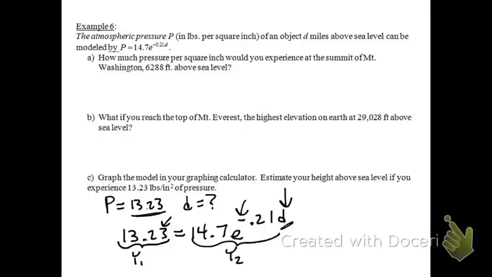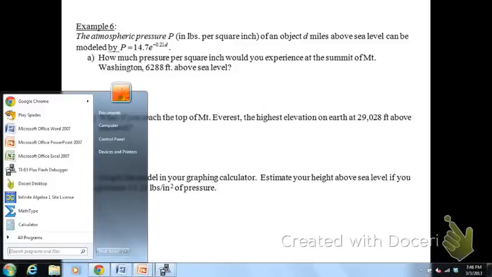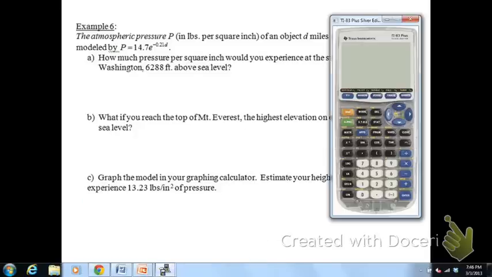So here we go. Let's bring up our graphing calculator. In y1, we're going to type in that pressure we want, 13.23, and in y2, we want to type in the formula, 14.7, and then second ln to bring up e to the power of negative 0.21 d, which we're going to have to use x for, and make sure you close the parentheses.